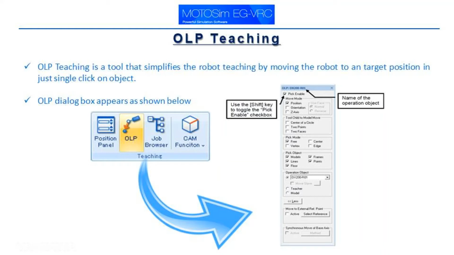What is OLP teaching? OLP teaching is a tool that simplifies the robot teaching by moving the robot to a target position in just a single click on the object. The OLP dialog box appears as shown below.